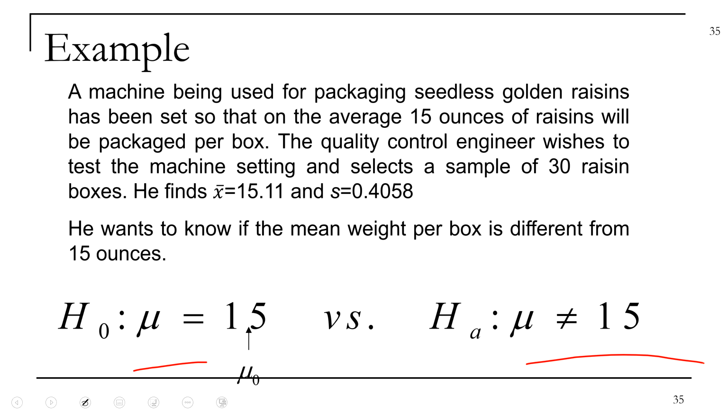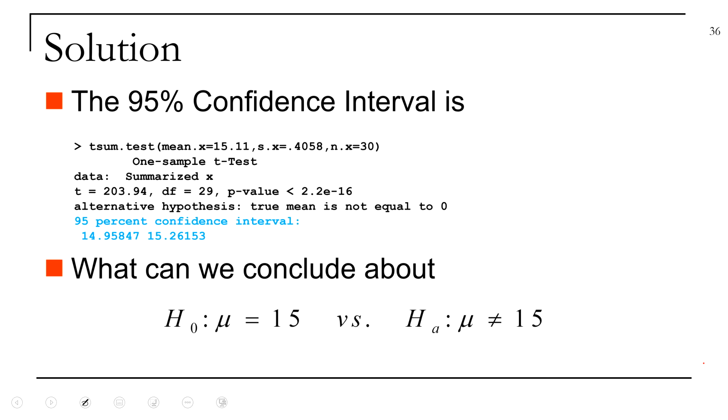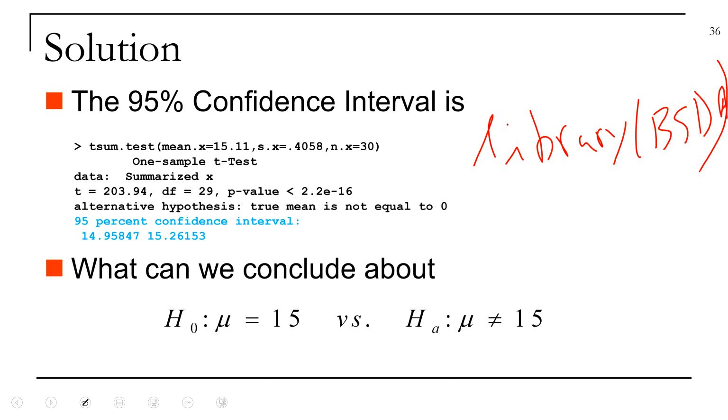We looked at 30 raisin boxes. We have a sample mean and a standard deviation here. Well, we just run the R here, the 95% confidence interval. And if you're curious, tsum.test is a really nice package. It's in library BSDA, Basic Statistics and Data Analysis. And I like it because you don't need the data. It just takes the summary statistics. So it's library BSDA. You may have to install the package. If you don't have BSDA installed, you can say install.packages BSDA once, in quotes, then load it in.